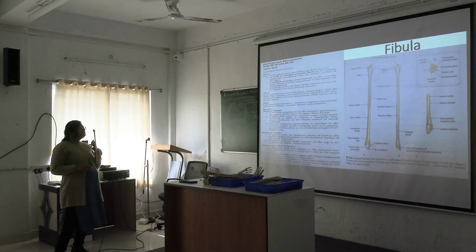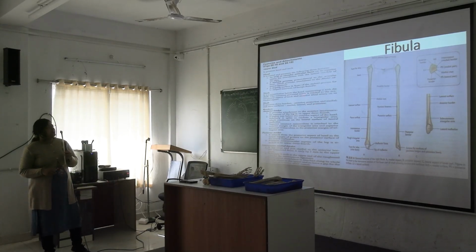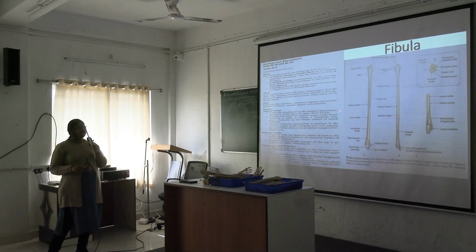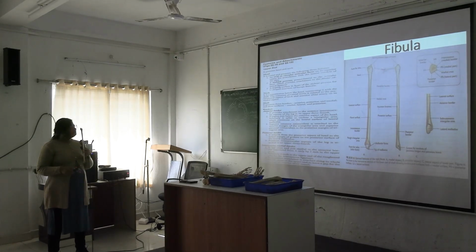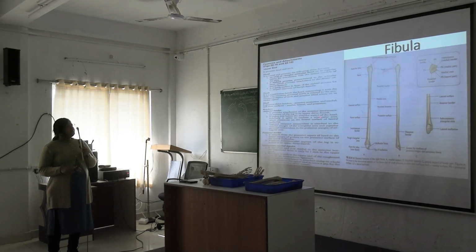Next we are going to the shaft. Shaft presents 3 borders and 3 surfaces. The 3 borders are anterior border, posterior border, medial border. Medial border is the interosseous border, and the 3 surfaces are medial, lateral and posterior surface. Anterior border provides attachment to the anterior intermuscular septum of the leg in its upper 3/4.